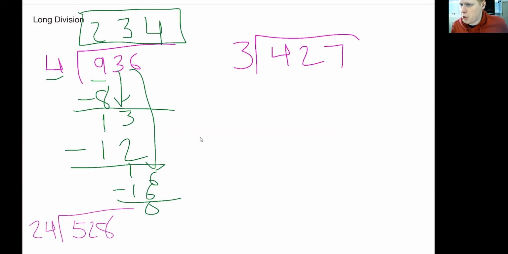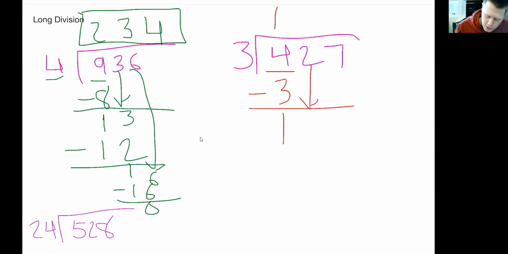Let's look at a question where we get a remainder, though, because this might be more of what you're doing in your class. I'm not sure. But let's look at dividing 3 into 427. You want to ask yourself, how many times would 3 go into 4? Well, just 1 time, because 6 would be too big. So 1 times 3 is 3. You're going to subtract. 4 minus 3 would be 1. Bring down your next digit. How many times does 3 go into 12? 3, 6, 9, 12. So 4 times.